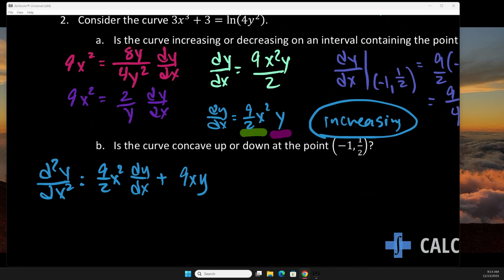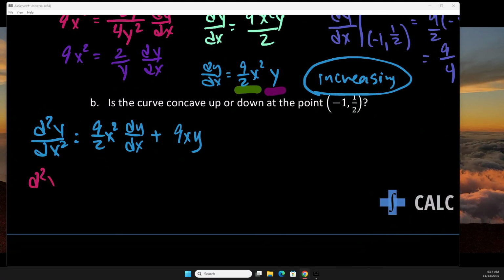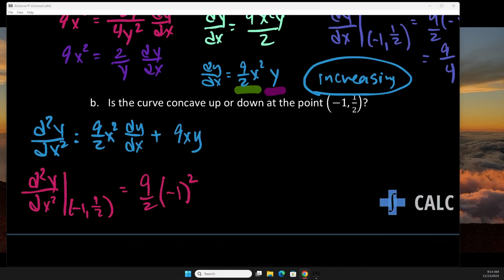Now we could make this simpler, but I don't think we need to because we're just going to plug a number in. I would leave it like that in this case. And then just go ahead and plug in our values. So it's going to be 9/2. And then I'll square negative 1. And what about that dy over dx? Do we know what that is? All we have to do is plug in the 9/4. It's because we've already plugged in negative 1 and 1/2. So we can just plug in that 9/4. Alright, and then it's 9 times negative 1 times 1/2.